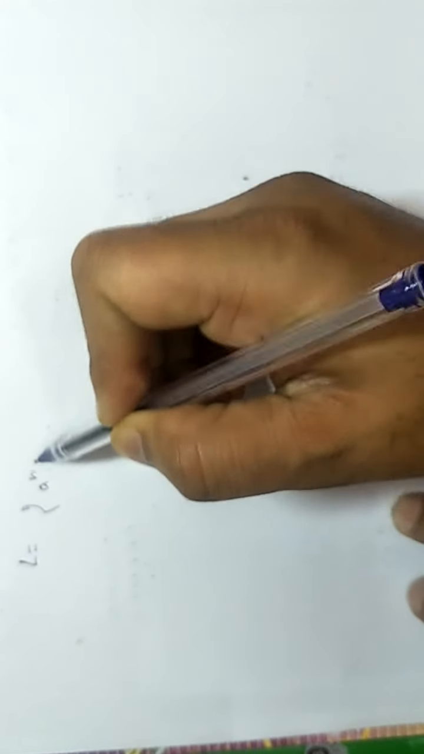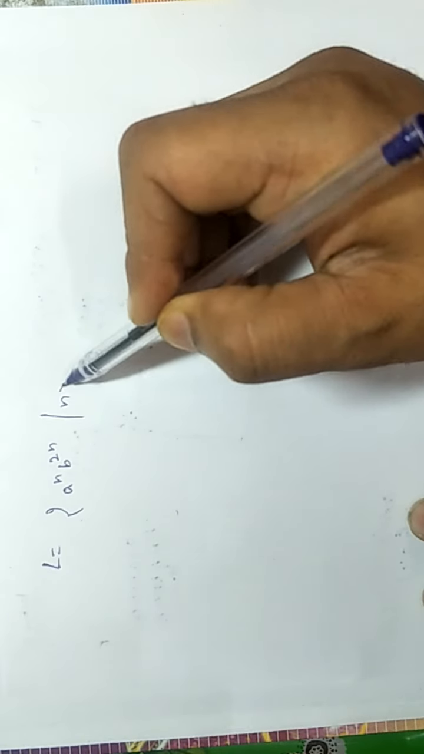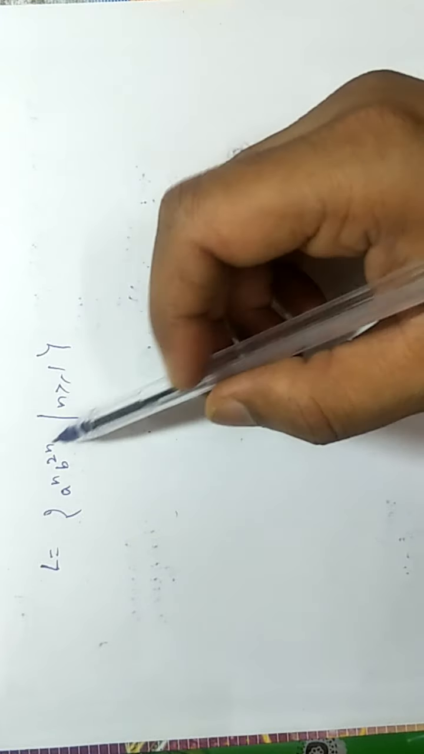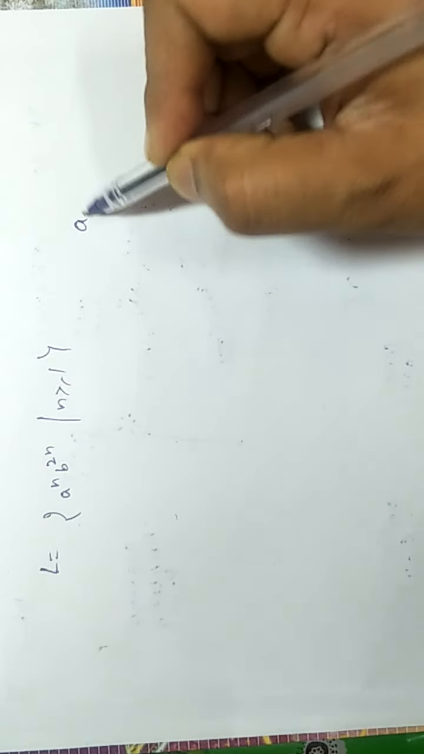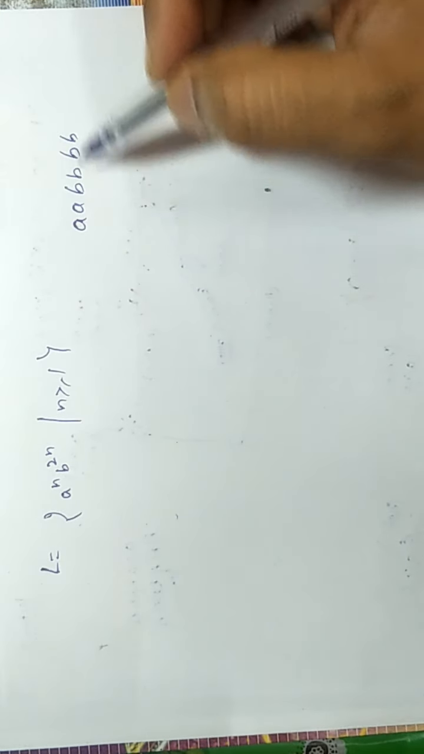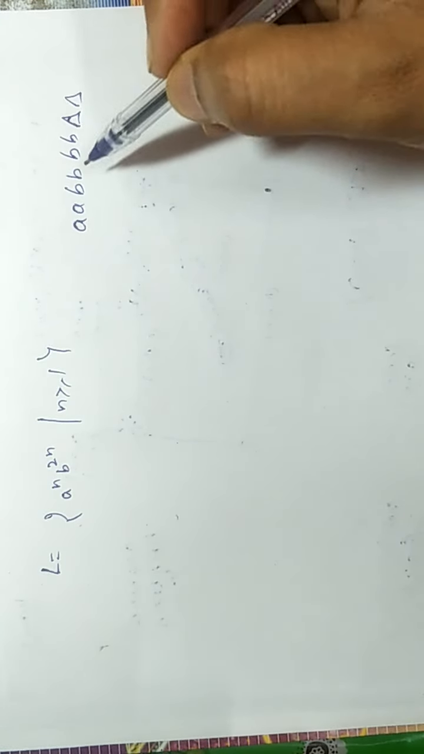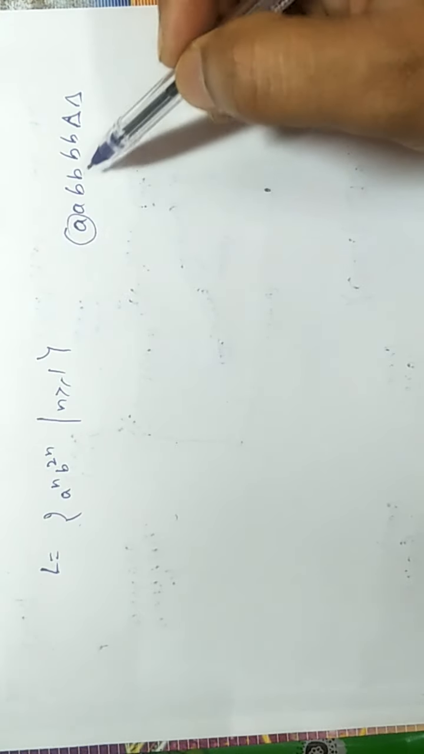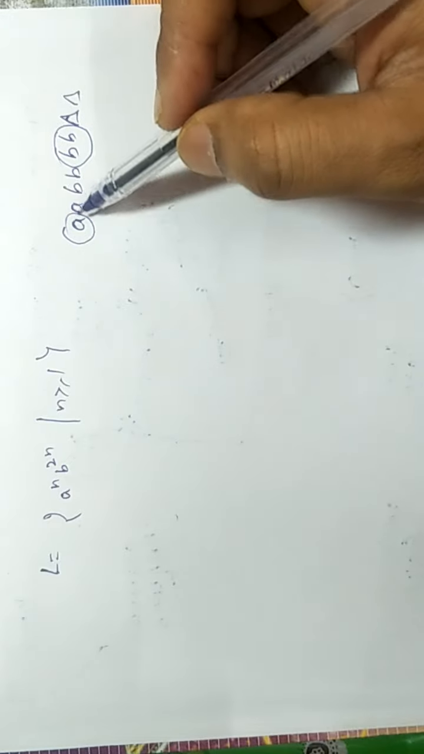Now designing a new Turing machine, L is equal to a raised to power n, b raised to power 2n, n greater than equal to 1. So here the input will look like this: if there is 2a, then it should be 4b. If there is 3a, then it should be 6b. So for every a you have to mark 2 b's.